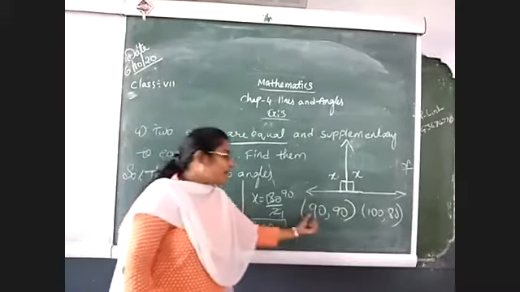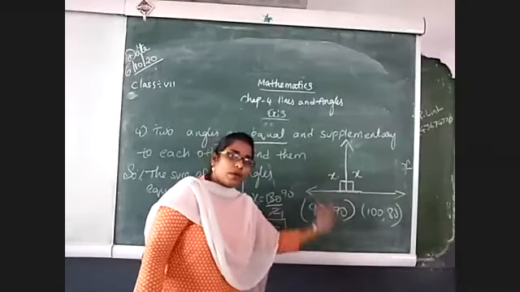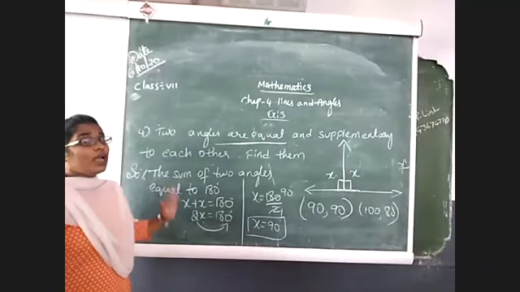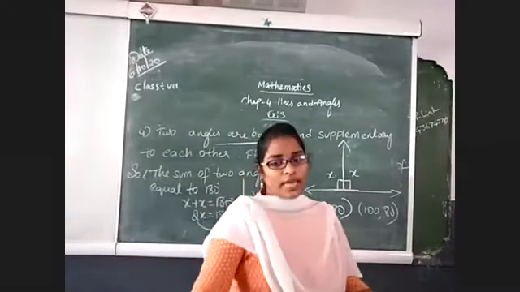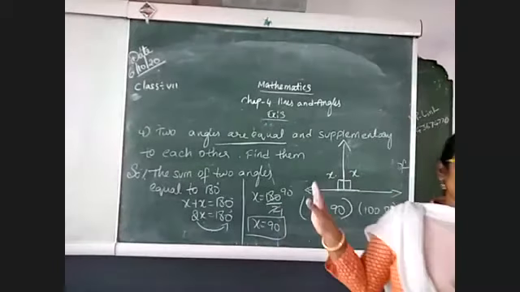What is the value then? The only possible values are 90 and 90. 90 plus 90 is 180. So, this is the answer to the question. Now, if you have any doubts, you can ask me to clarify your doubts. Clear? I'm going to take the notes.